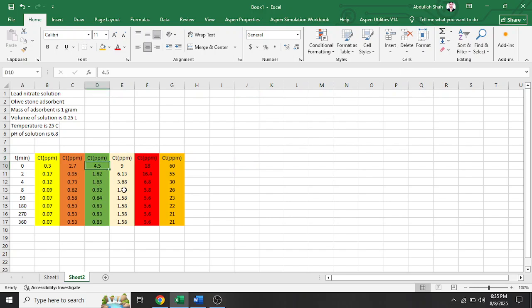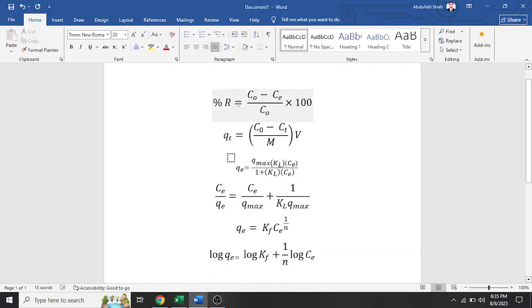This 4.5 is the initial concentration for this experiment. From this, we will find the percentage removal, that is, how much percentage of the lead ion is removed by the olive stone in these 6 experiments. It can be obtained from this formula: the percentage removal of the lead ion is equal to the initial concentration of lead minus the equilibrium concentration of lead in the solution, divided by the initial concentration of lead, multiplied by 100.